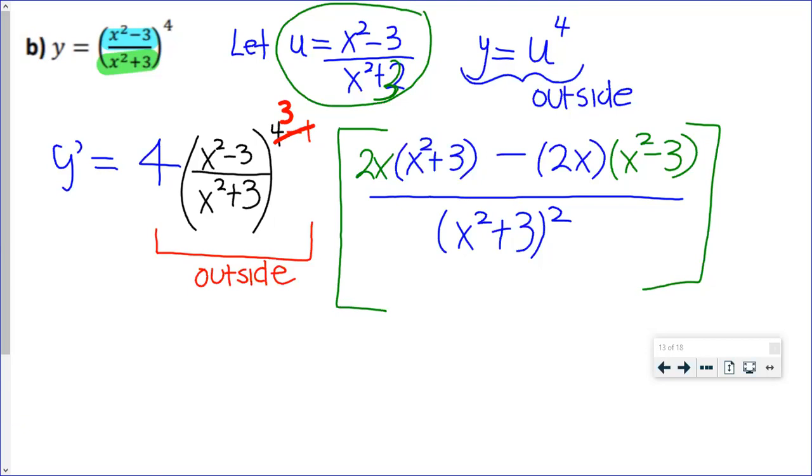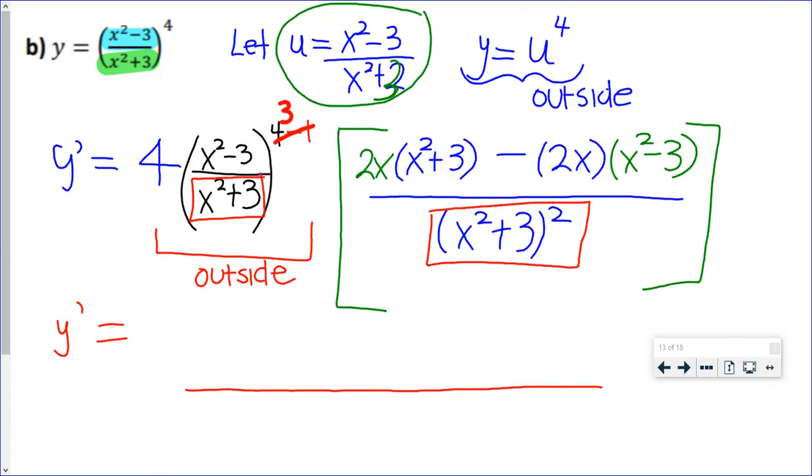And now I'm going to write y prime is equal to, I want to keep everything in the denominator. So I'm going to write a big line here. I notice that this is in the denominator, but it's to the power of 3, and this is in the denominator. So I'm not just writing x squared plus 3 by itself. I'm keeping in mind that the x squared plus 3 is to the power of 3. And then I have this x squared plus 3 on this side, that's to the power of 2.